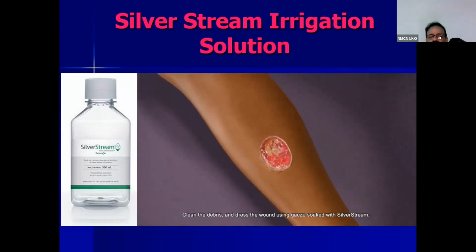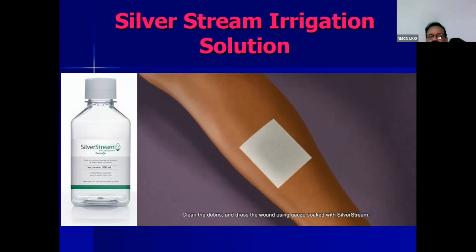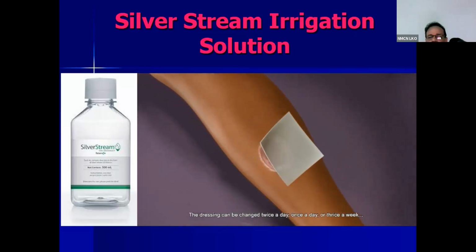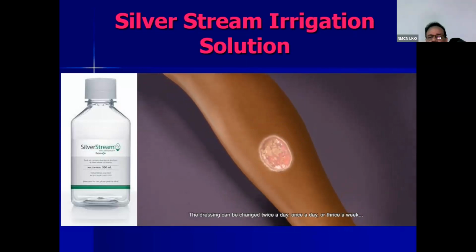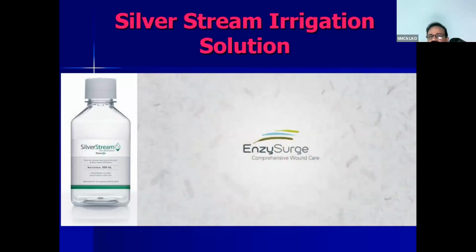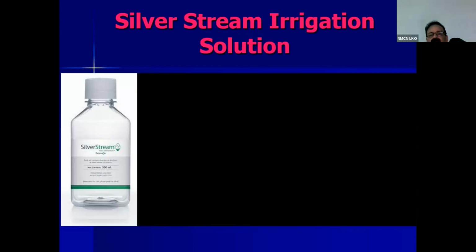Clean the debris and dress the wound using gauze soaked with Silver Stream. Add a secondary occlusive dressing to keep the soaked gauze in wet condition. The dressing can be changed twice a day, once a day or thrice a week, depending on the type of chronic wound and infection. Found to be effective.